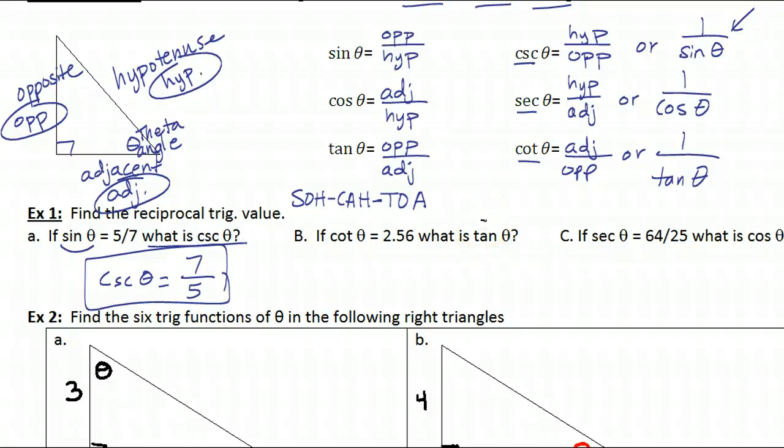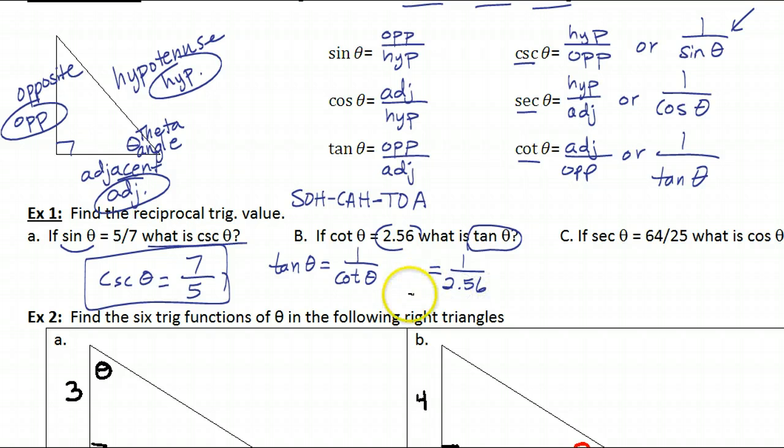Now, if cotangent equals 2.56, what is tangent of theta? Now, here's something that I didn't yet mention. Cotangent is 1 divided by tangent. Tangent is also equal to 1 divided by cotangent. So it goes both ways. To get tangent, I can do 1 divided by cotangent. So in my calculator, I'll type in 1 divided by 2.56, and I end up with 0.390625.